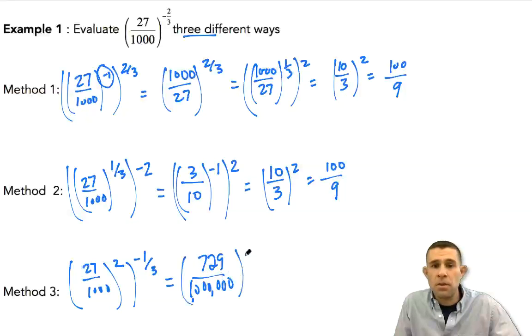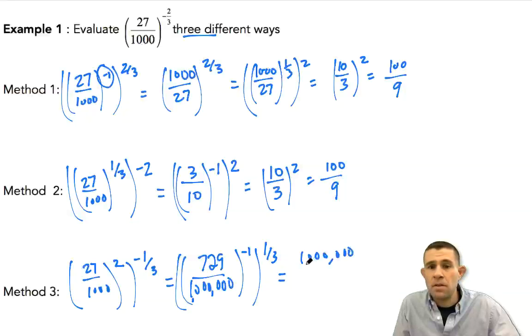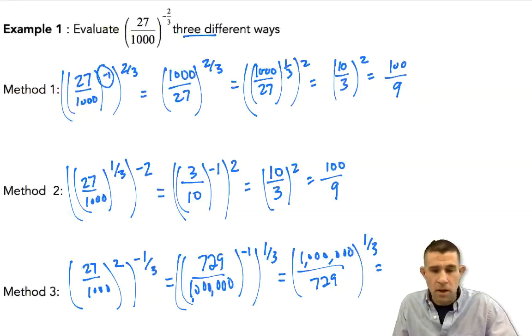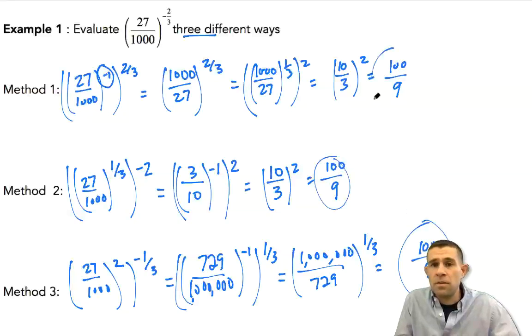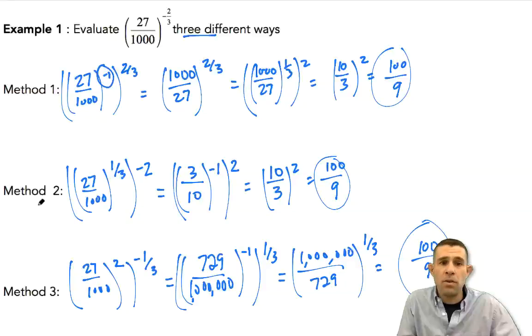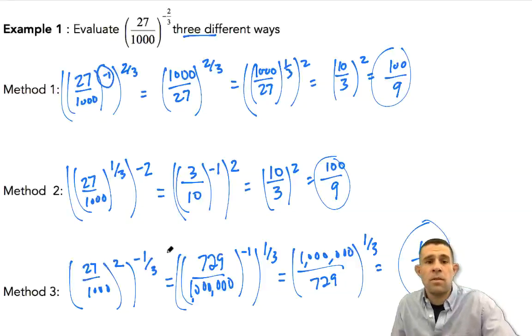And now this is going to be raised to the negative 1, and then we're going to take the cube root of that. So the negative 1, again, just makes me flip the top and the bottom, so the numerator and the denominator. And now I'm going to do the 1/3 power of that, which is the cube root of both of those. And when I do that, I end up with 100 over 9. So again, what you should end up with is the same answer no matter which method you use.